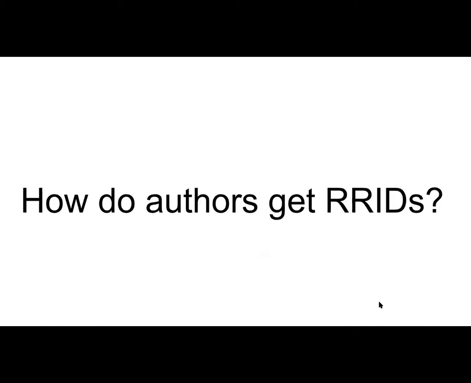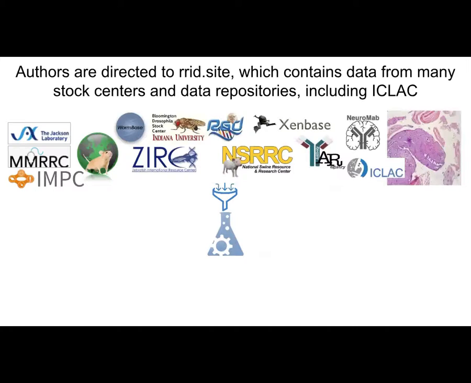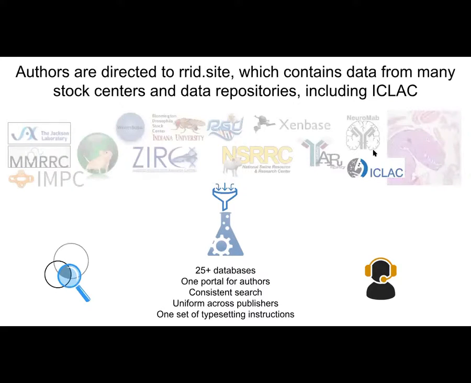So how do authors actually get these RRIDs? Well, it turns out that authors are directed to rrid.site or scicrunch.org/resources, which contains a good set of data from many different stock centers and data repositories, including, I would like to show you here, ICLAC.